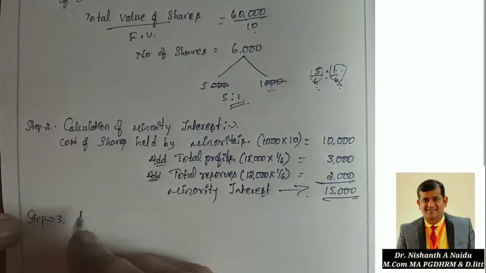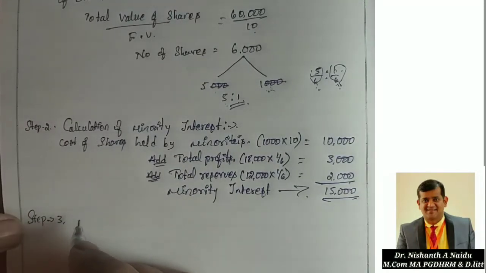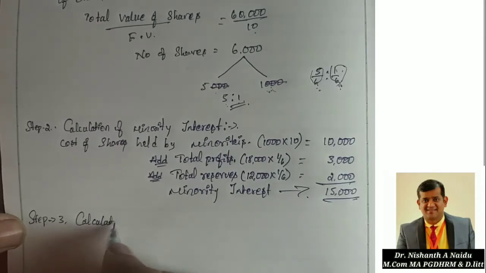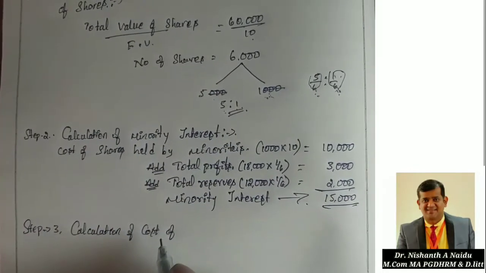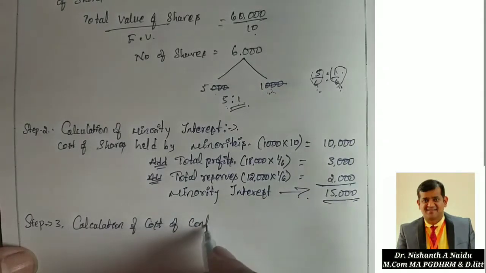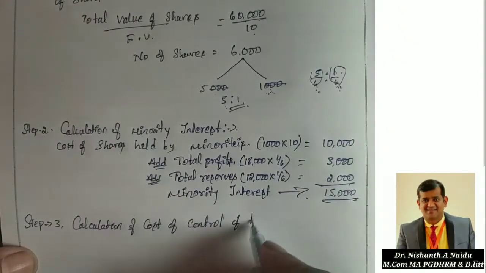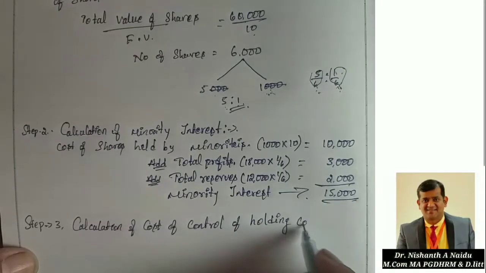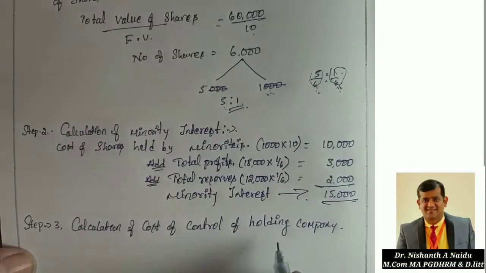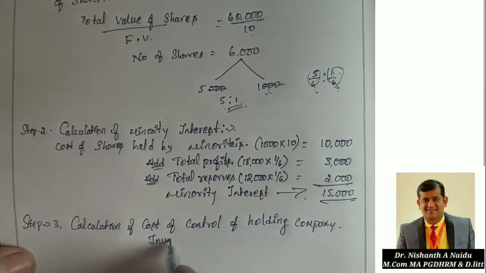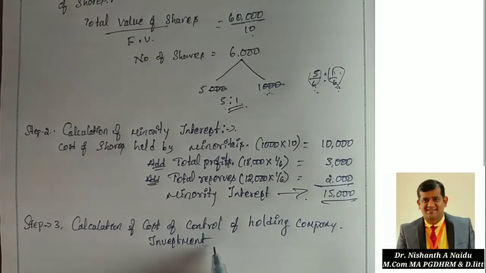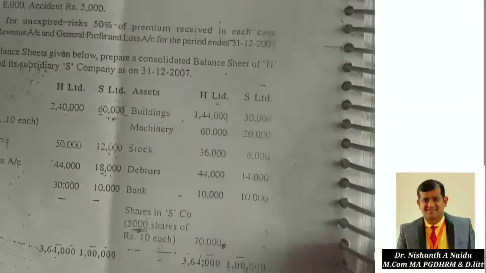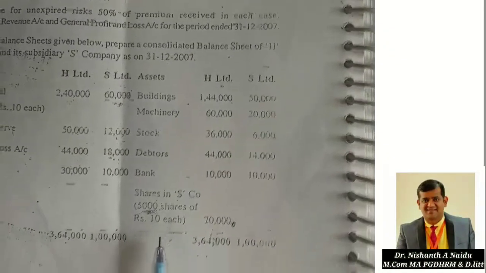Okay, so then step three, calculation of cost of control of holding company. Under that take the investment. How much investment has been made by the holding company in the subsidiary company, which is given on the asset side. You should consider this value.